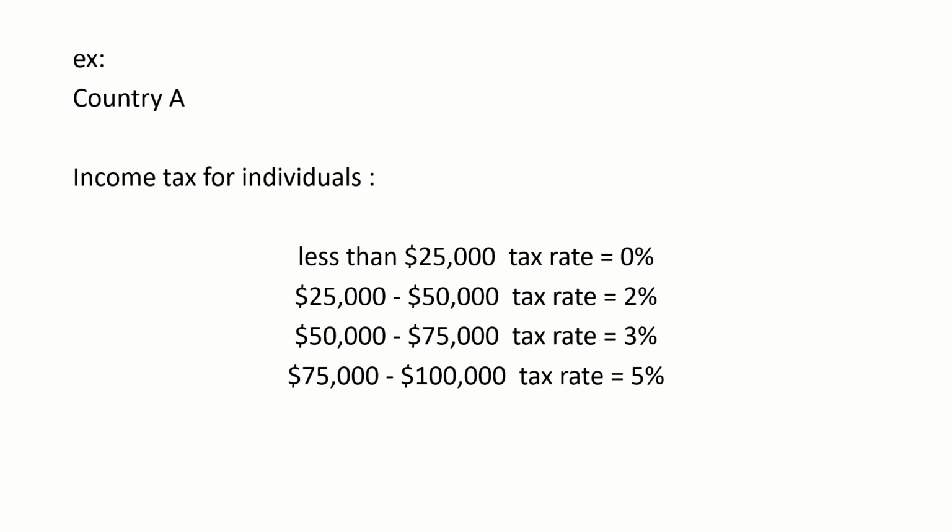If the yearly income is between 25,000 and 50,000, the tax rate is 2%. If the income is between 50,000 and 75,000, the tax rate is 3%. If the income is between 75,000 and 100,000, the tax rate is 5%. Likewise, as the income increases, the tax rate is increasing. As the income decreases, the tax rate is also decreasing. This is called the progressive tax.